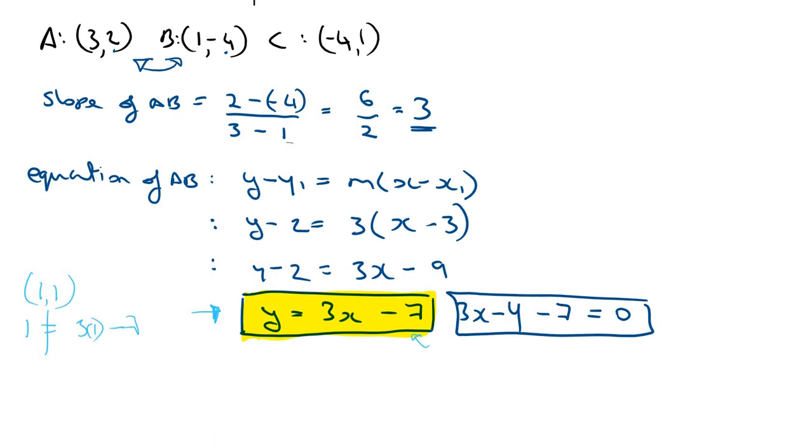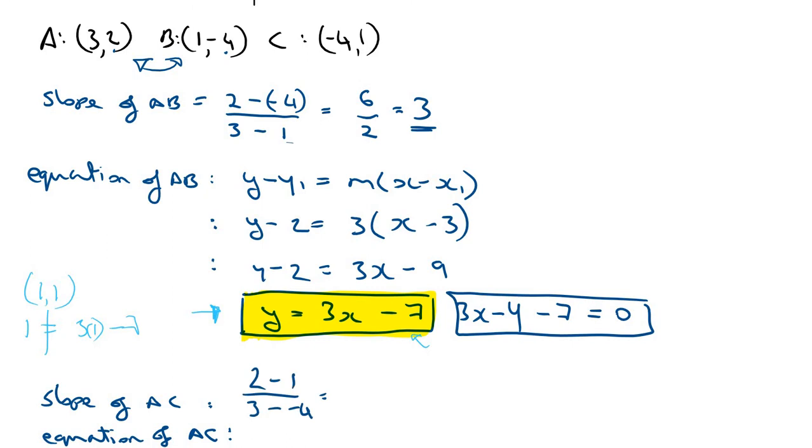If I wanted to find the equation of the line AC now, there are two things I need to do. I need to find the slope of AC, and then I plug in the coordinates into the following equation. So the slope of AC is going to be the difference in the y's over the difference in the x's, i.e. we're looking for a number which represents the change in y with respect to change in x. So the slope will be 2 minus 1 over 3 minus 4, which is equal to 1/7.